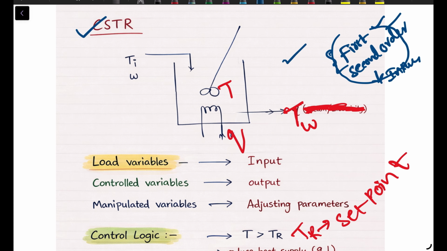Okay, now go to the introduction to the process. So here we consider a CSTR, that means continuous stirred tank reactor. This type of reactor is widely used in chemical industries where reactions occur continuously and mixing is maintained by an agitator or stirrer. In this reactor, reactants enter continuously. The reaction takes place inside the tank and the product leaves the reactor continuously.